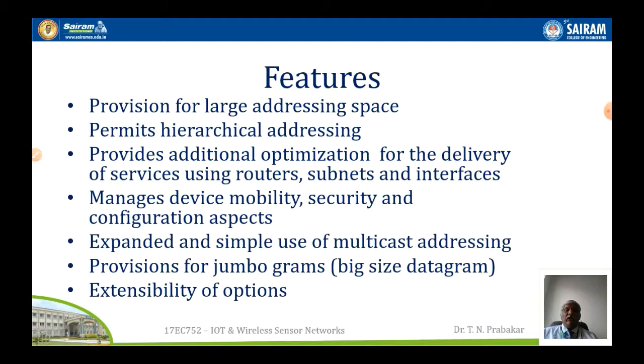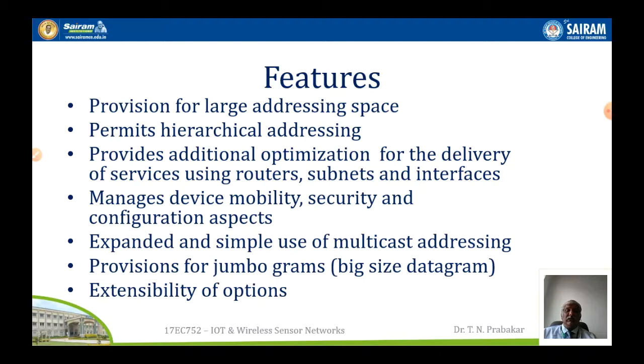And device mobility, that is again a very important point, right? Most probably whenever we are going for IoT devices, we are going to carry our mobile phones. So the mobile phone will be connected to one tower, and when we move to another area, it will be connected to a different tower. So the mobile will keep on moving from one place to another, and this IPv6 will take care of the mobility. And also it ensures the security and the configuration aspects. Everything has to be dynamically configured when you move from one cell tower to another, right? Cell phone tower, we can say.